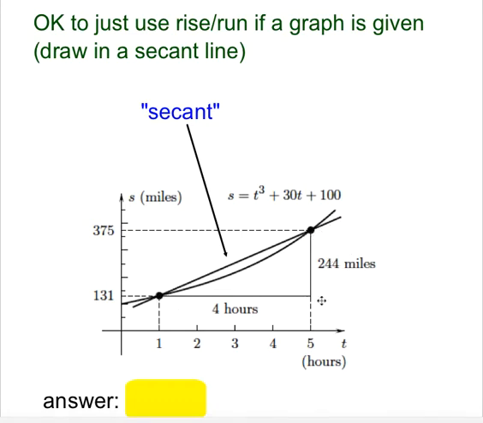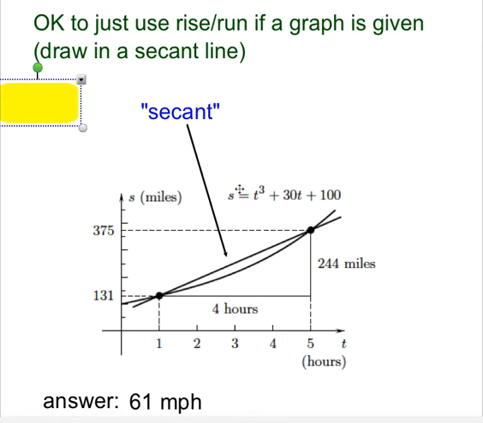And the difference in x's, or the change in x's, is 5 minus 1, so it's going to be 4. So 244, which is the y, divided by 4, which is the x, will give us an answer of 61. And again, the y is miles and the x is hours, so it's miles per hour, right? The y is on top, the hours is on bottom. So what does that tell us?